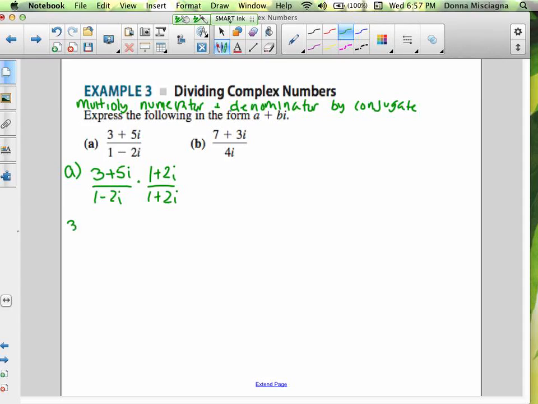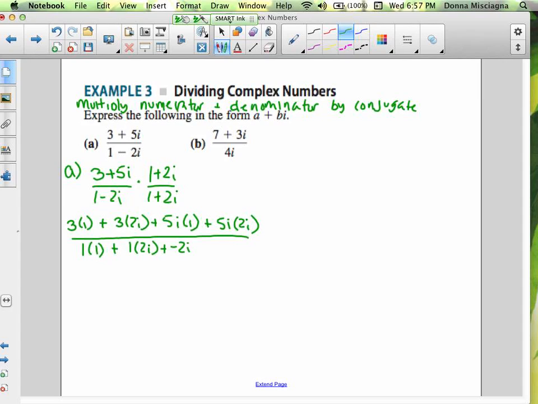And so we're going to have 3 times 1 in the numerator, plus the outer terms will be 3 times 2i. The inner terms will be 5i times 1. And then the last terms will be 5i times 2i. And then in the denominator, we have 1 times 1. And then the outer terms will be plus 1 times 2i. The inner terms will be negative 2i times 1. And the last terms will be negative 2i times 2i.